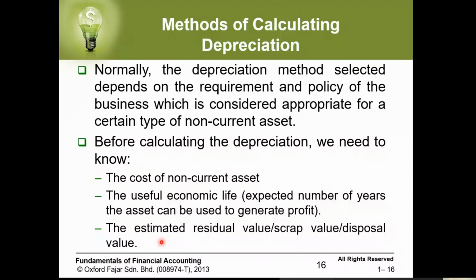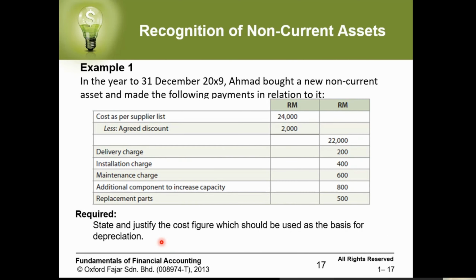So that's what we call it, the three main pieces of information which you have to know about the asset before you start depreciating the asset. As I mentioned, we have the estimated residual value. You need to know the cost of the asset, and you need to know the useful life, or the useful economic life of the asset.